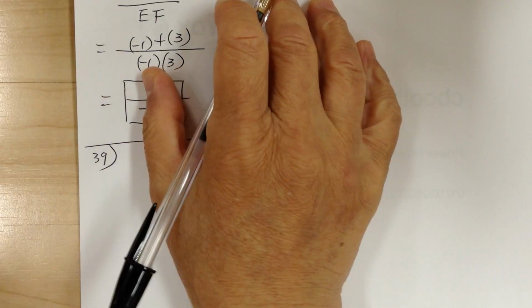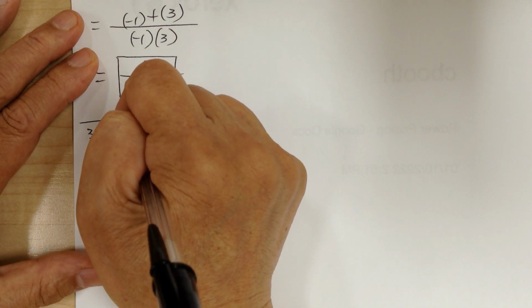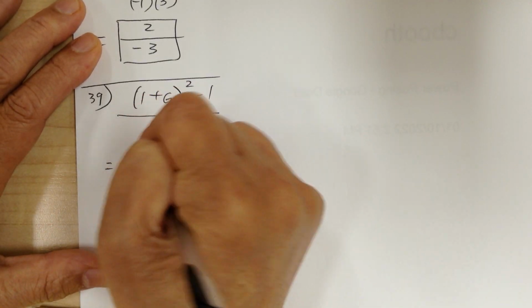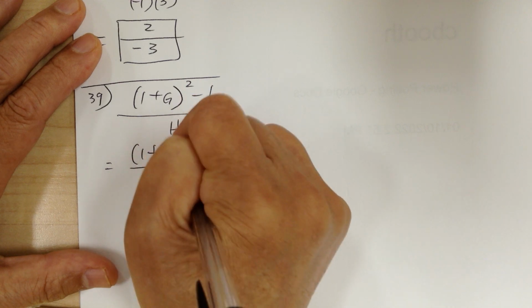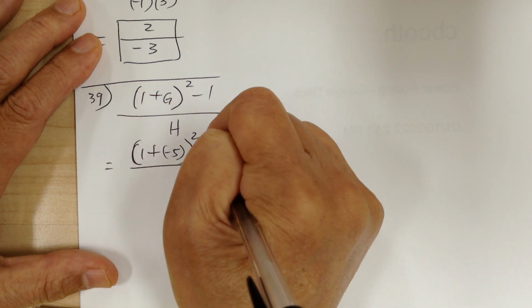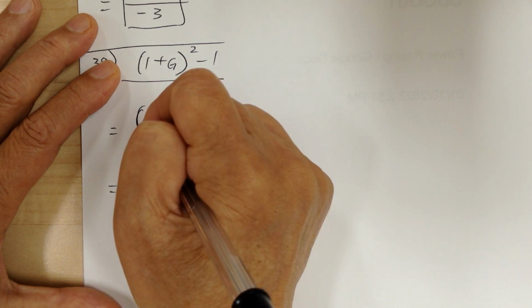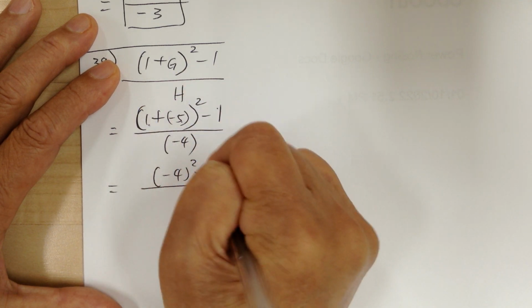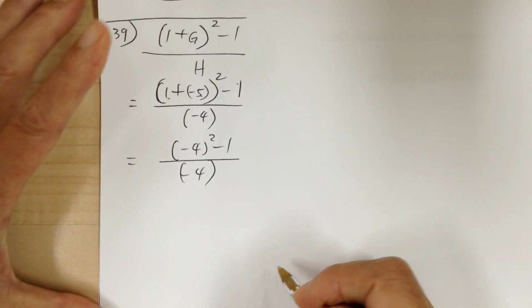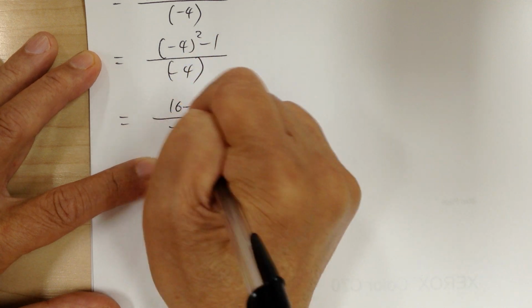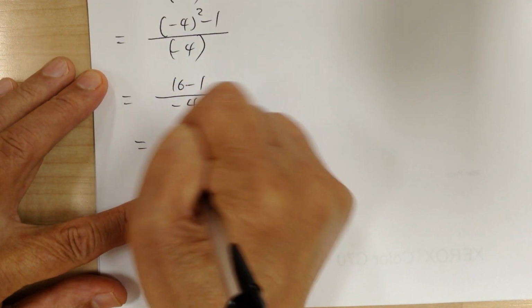Okay, number 39. You have 1 plus g, the whole thing squared, minus 1 over h. So g equal to -5, h equal to -4. First let's get rid of the parentheses inside. So this would become -4. And then from here, get rid of the final parentheses. So you get 16 minus 1 over -4. So you're going to get 15 over -4.